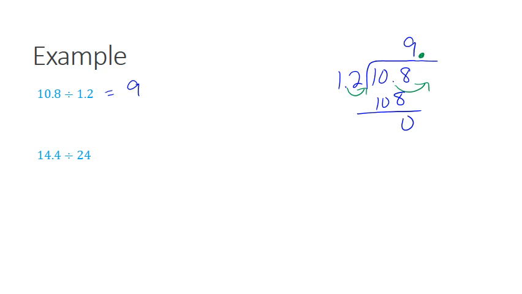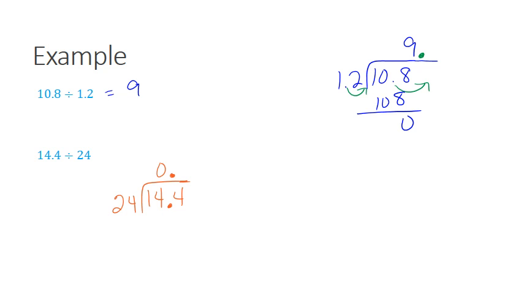In the second problem, you have 14 4/10 divided by 24. So 14 4/10 divided by 24. Well, that decimal point needs to go straight up. I have no decimals on the outside of my house, so I just go straight up, leave it alone.